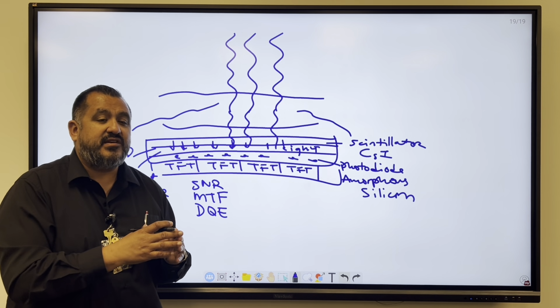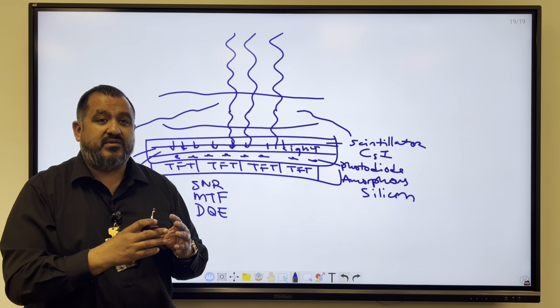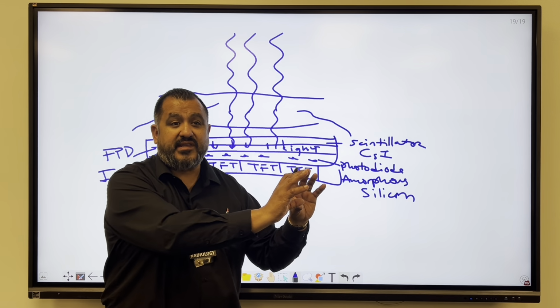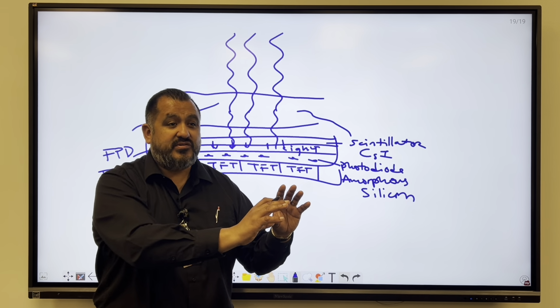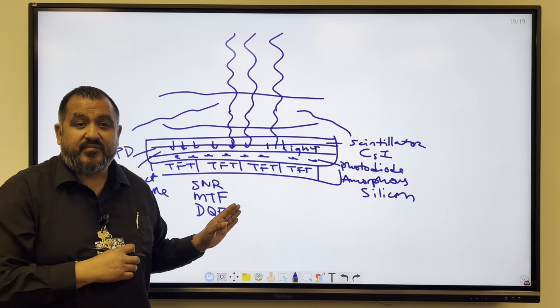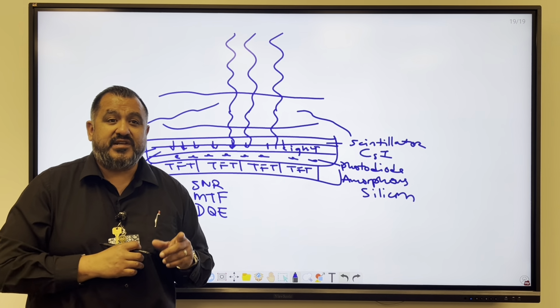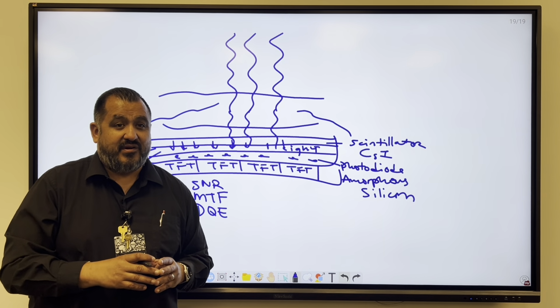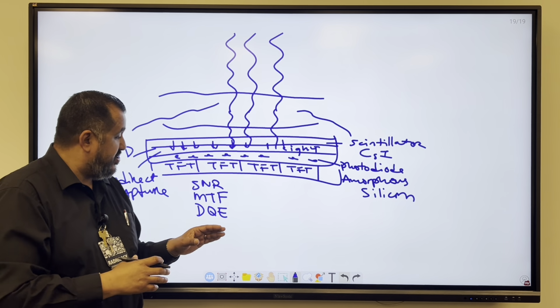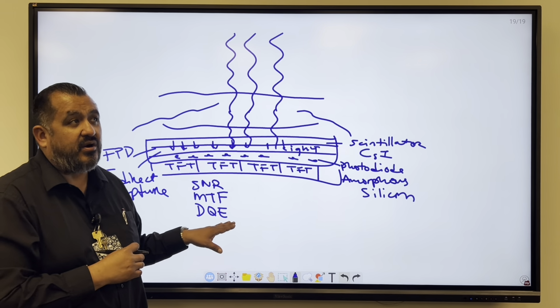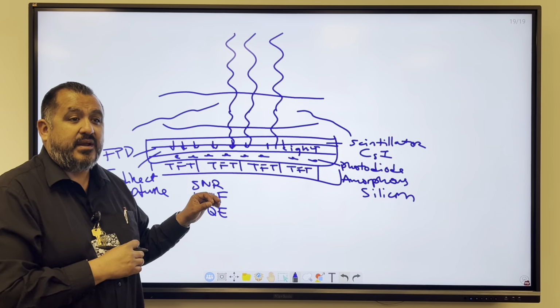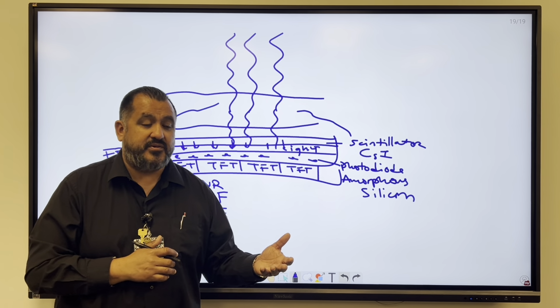DQE was detective quantum efficiency. So how much of that input signal is being used to create the image? That's output. So DQE is a predetermined amount of exposure of x-rays that should strike the detector, right? It's predetermined. So your key terms for DQE are input versus output, and predetermined percentage of exposure, right?